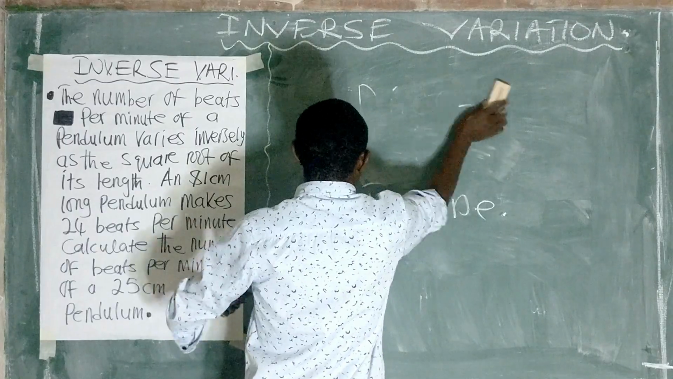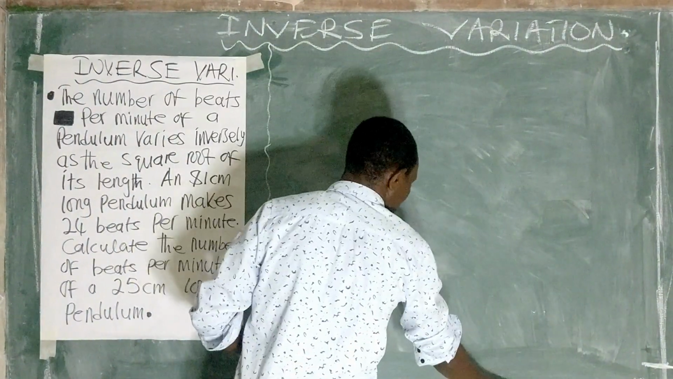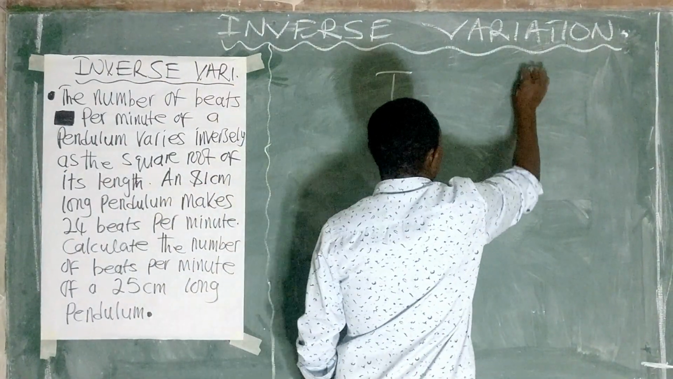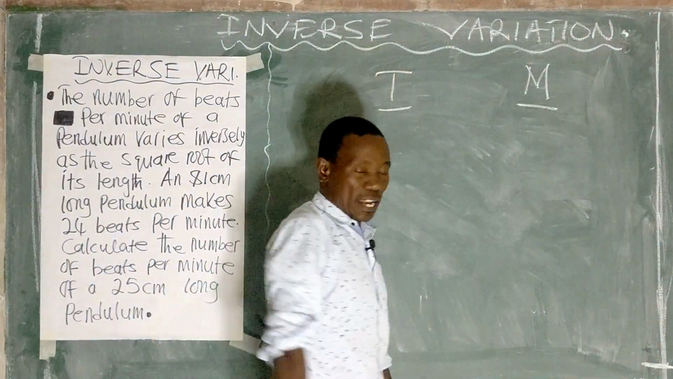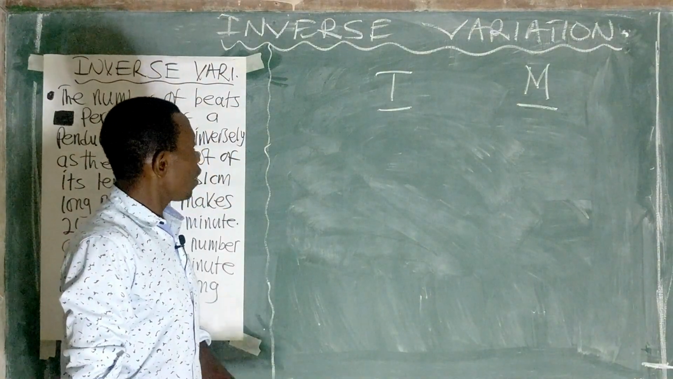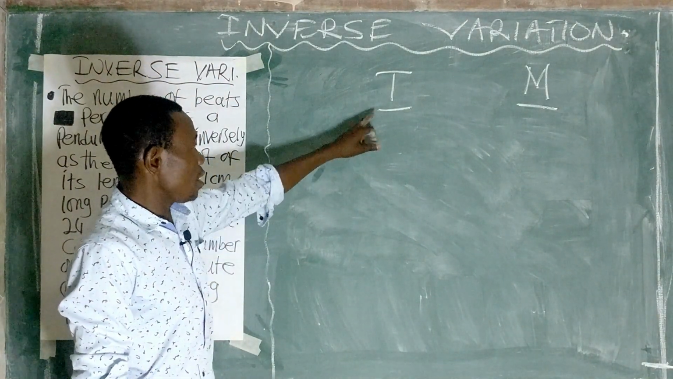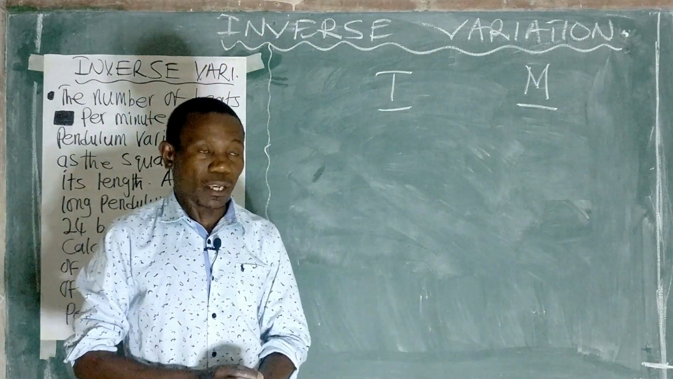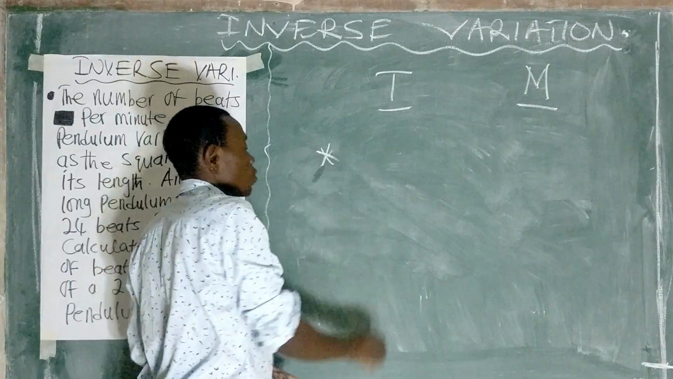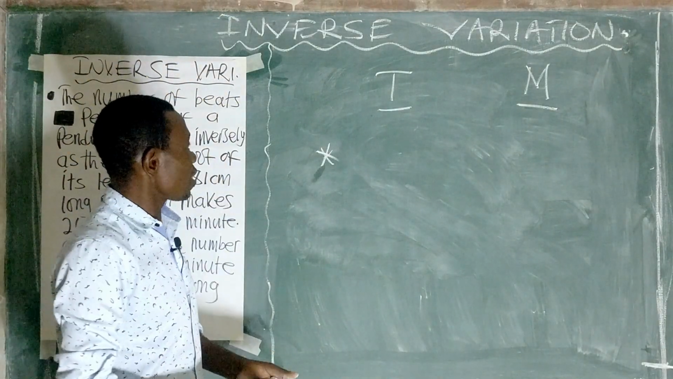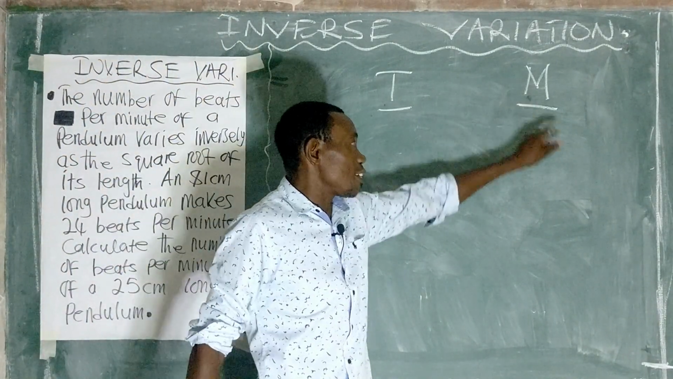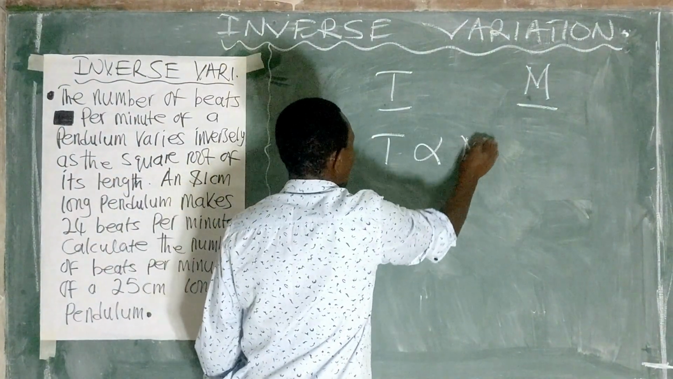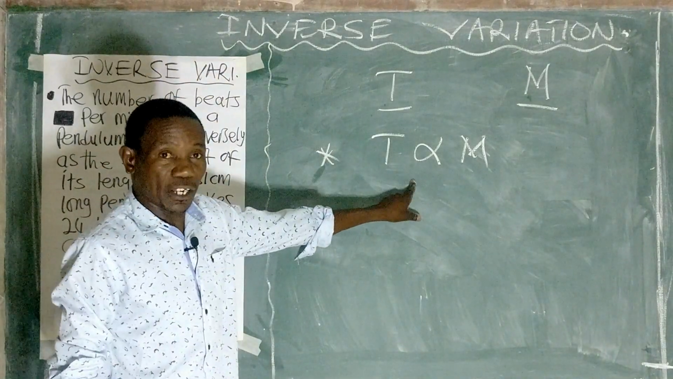Like, for example, if we are told that two quantities, say T and M, are varying with each other, you should be in the position to say T and M can vary directly, or T and M can vary inversely. So if it is about the direct variation, the statement that you can bring is: T varies directly as M. That is about direct variation.